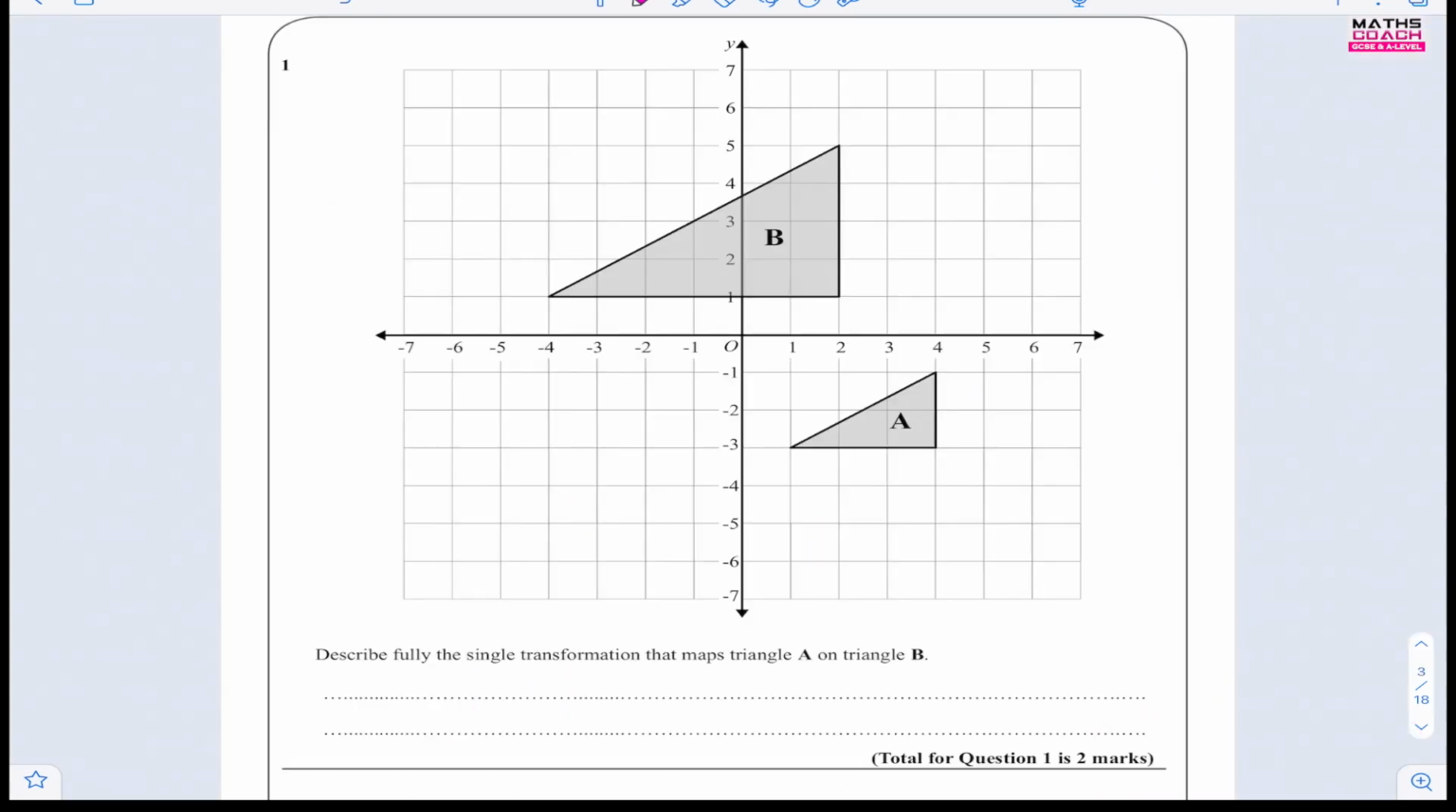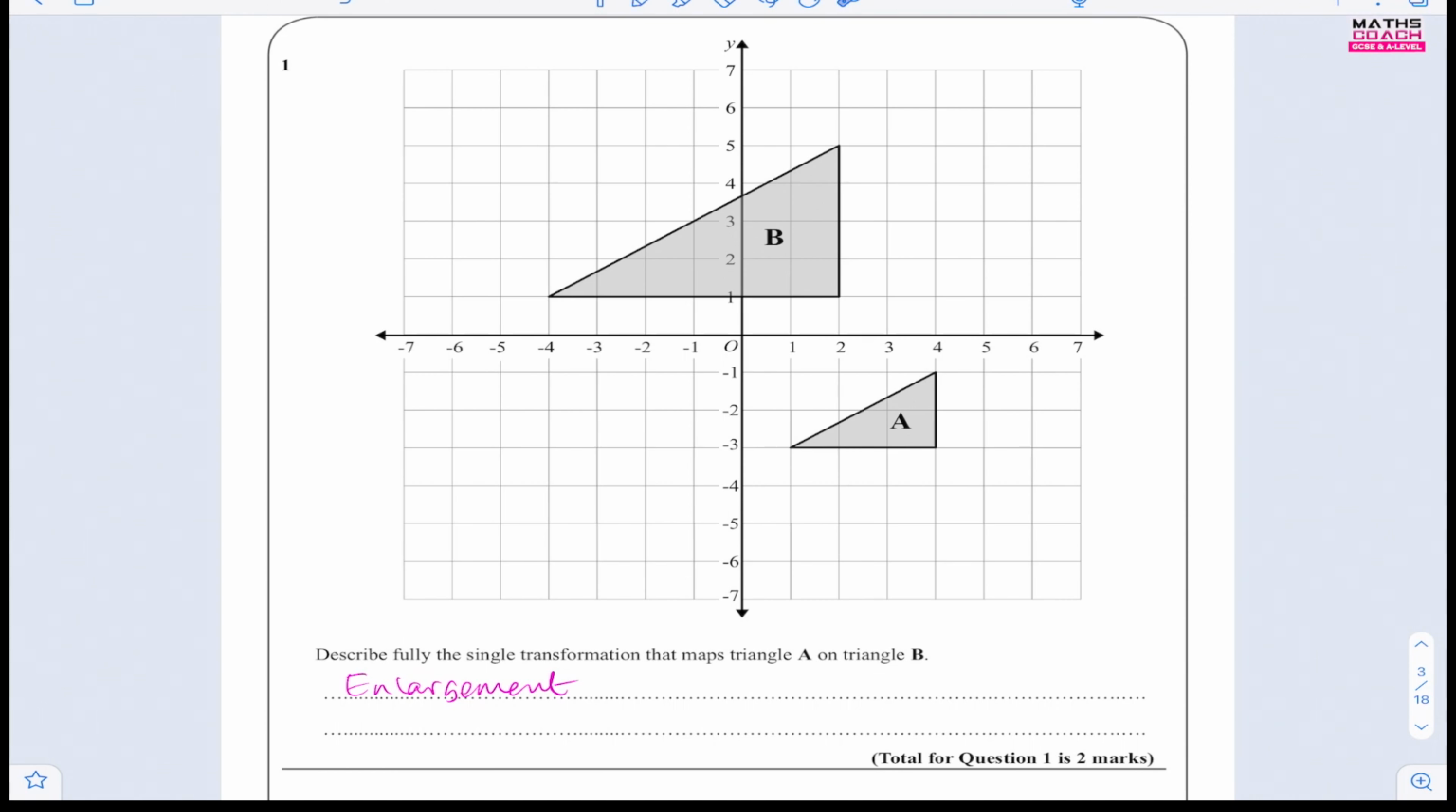And lastly, question number 1. Describe fully the single transformation that maps triangle A on triangle B. So you can see that A has become bigger, which means that the transformation is an enlargement. So enlargement. Now the question carries 2 marks, so we need to put down more information. For example, what is the scale factor of this enlargement and where has it been enlarged from?